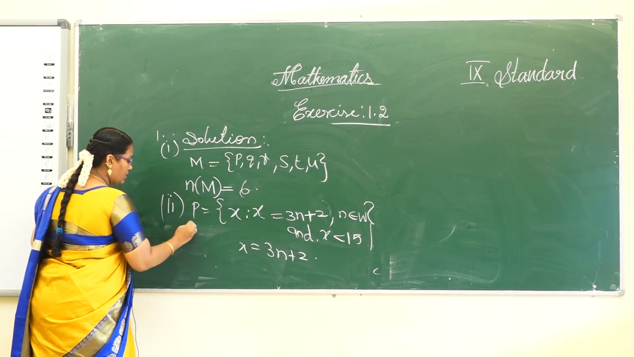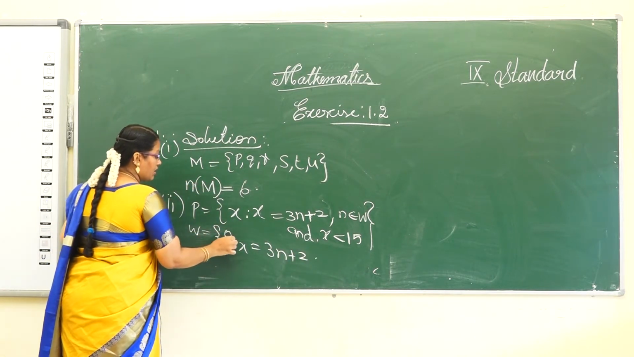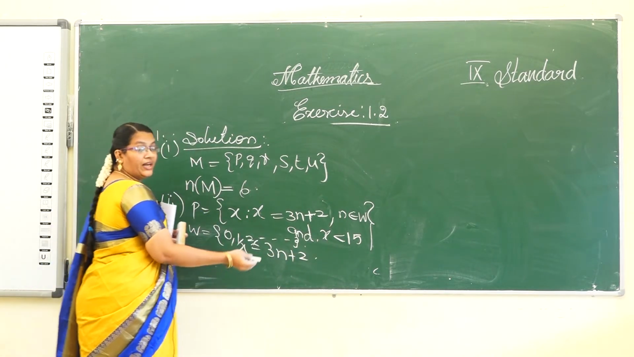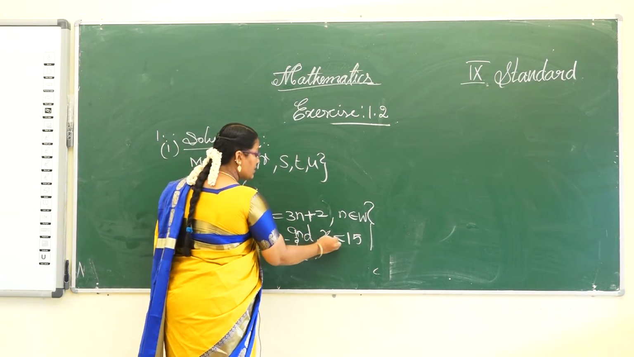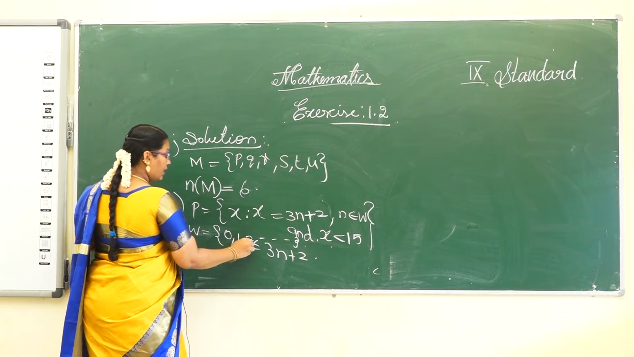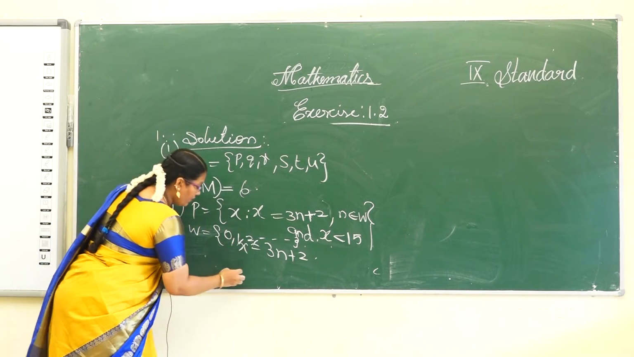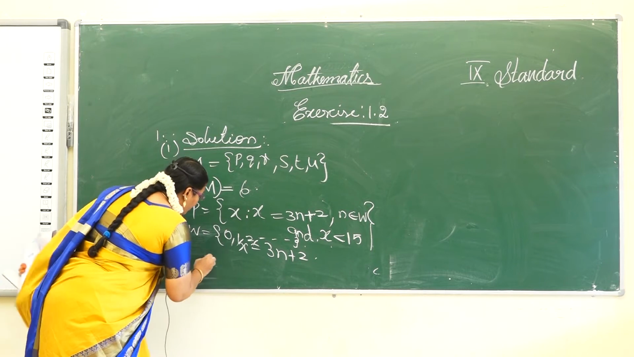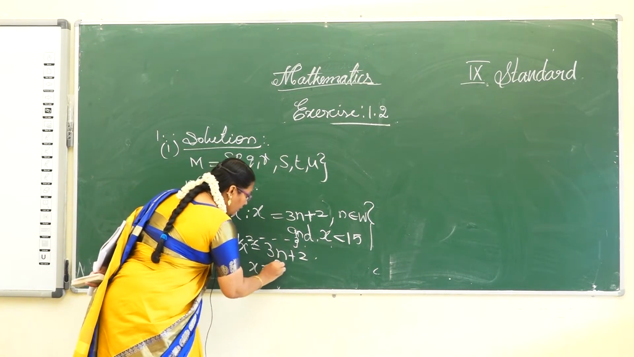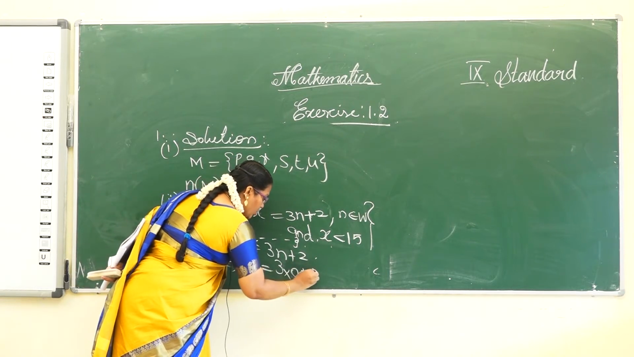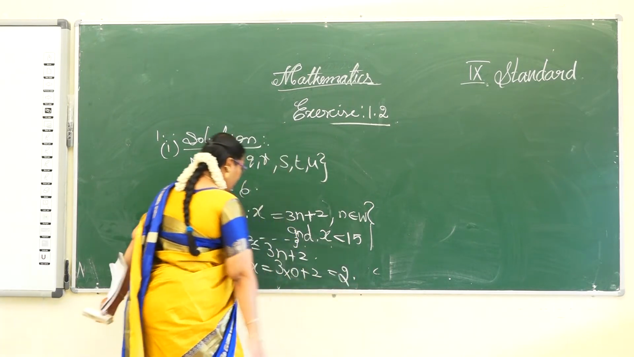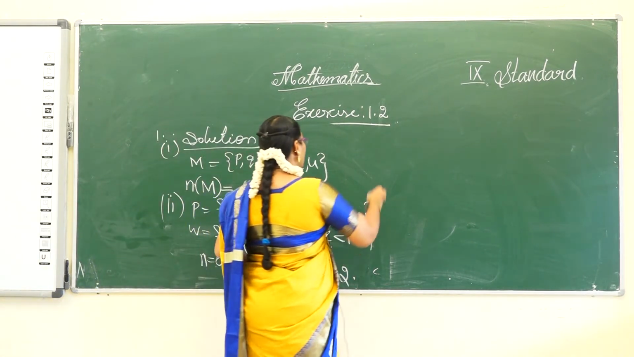So whole numbers start from 0, 1, 2, etc. Here one of the conditions is given, x is less than 15. So the value of x should be less than 15. So substitute the values of n one by one. So n equal to 0. So x equal to 3 into 0 plus 2. So 3 into 0 is 0, plus 2 equals 2. So first element is 2.